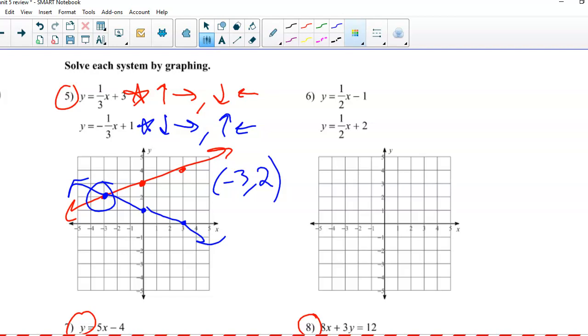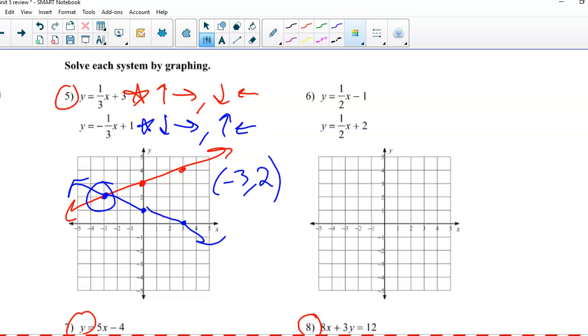Now, I should have asked this before we graphed this. Hold on one second. Not looking at our graph itself, just looking at our equations. Do they have the same slope? No, so we knew they weren't going to be parallel. The lines aren't equal, so they're not going to be infinitely many, so it had to be one solution.